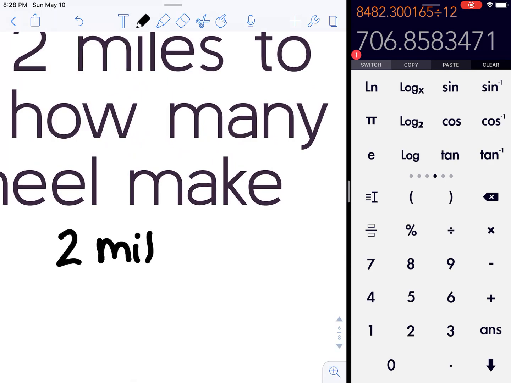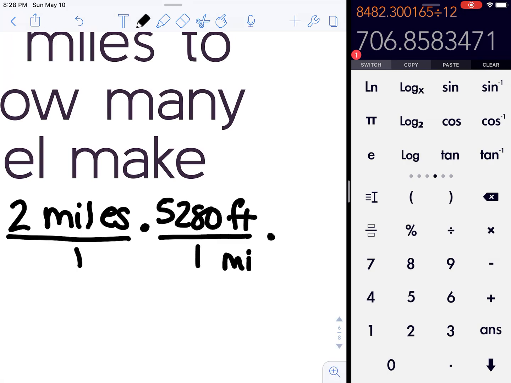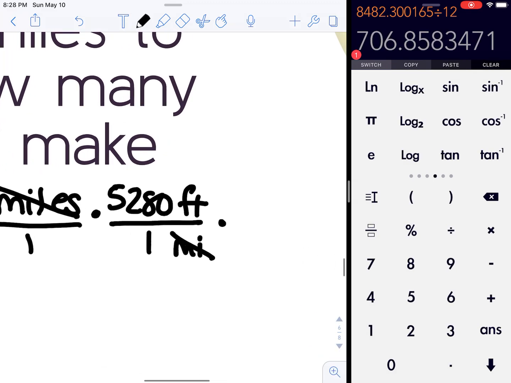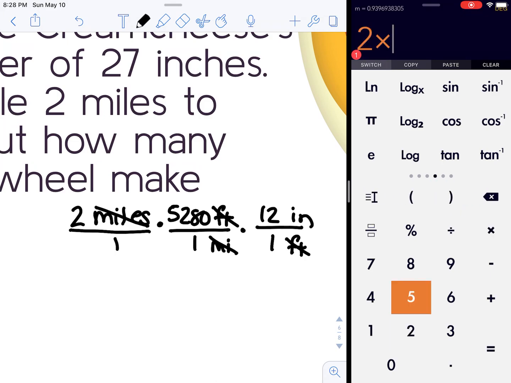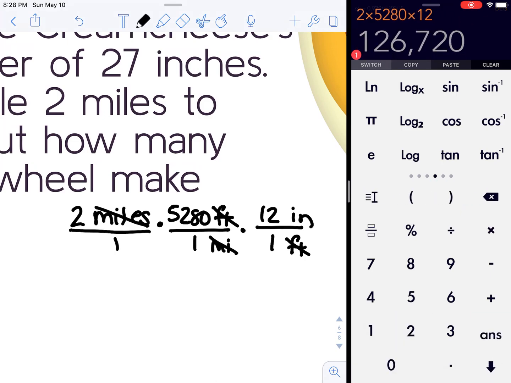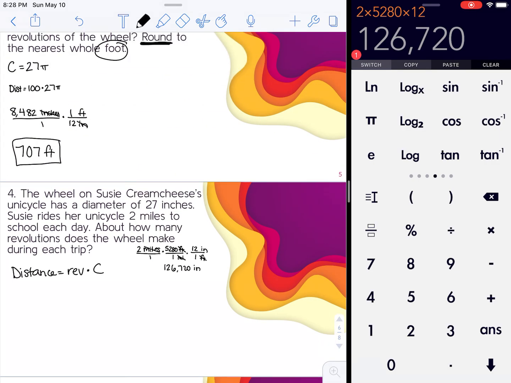So over here I'm going to say, okay, 2 miles. I'm going to first switch miles to feet. I have 5,280 feet in 1 mile. Then I'll switch feet to inches. 1 foot is 12 inches. So I have 2 times 5,280 times 12. So that's how far she has to travel in inches every day to school.